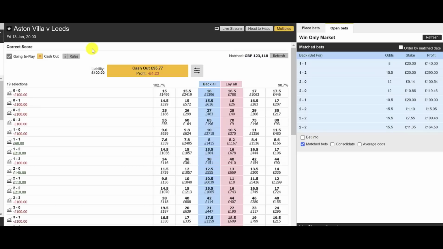The match is just about to kick off. Anything could happen in this one, really. Anyway, Aston Villa against Leeds from the Premier League. Let's see what happens next.